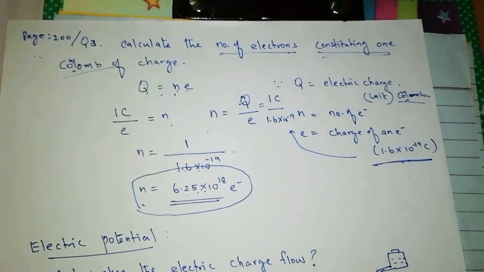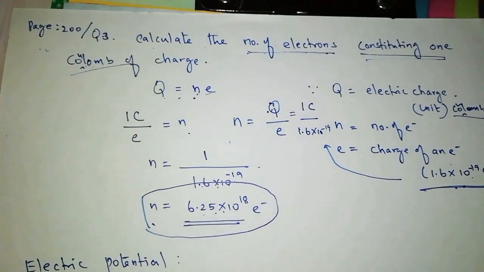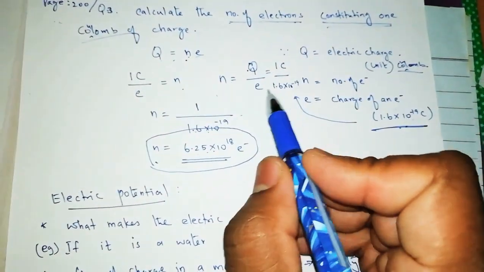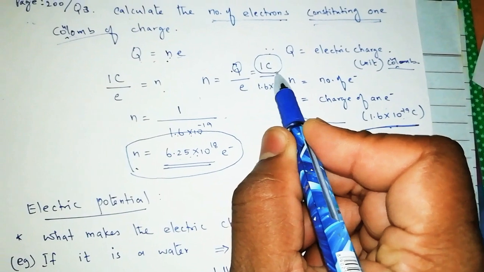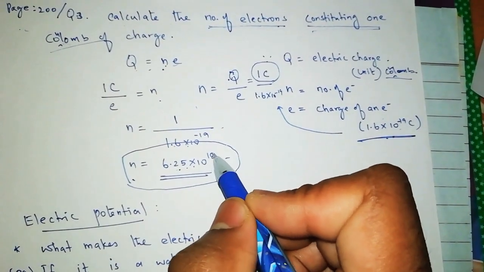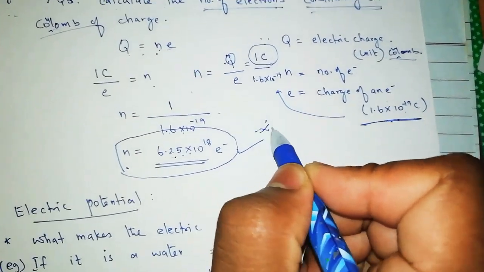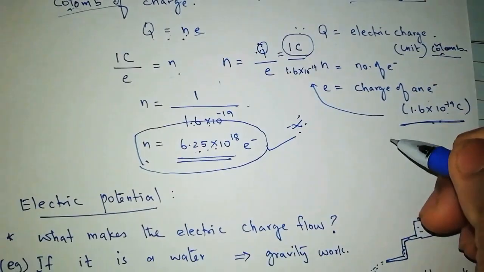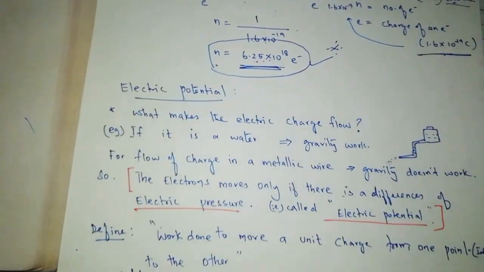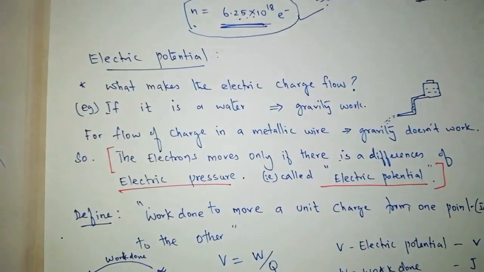So the number of electrons constituting 1 coulomb of charge: in 1 coulomb of charge, how many electrons are present inside? 6.25 into 10 to the power of 18 electrons. This value you are also going to use sometimes for numerical calculations, so you should keep this value in your mind, right? Okay, the next thing we are going to learn here is electric potential.